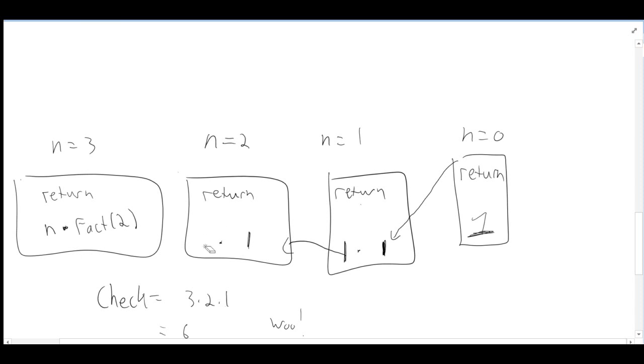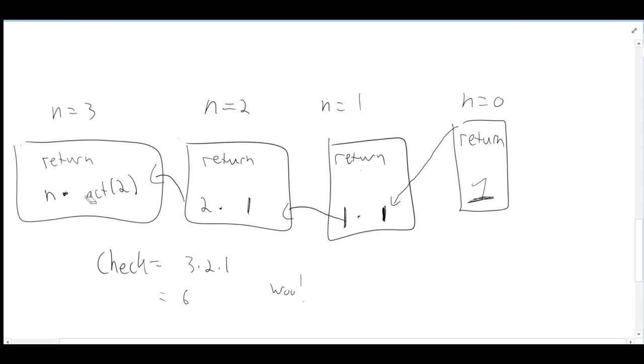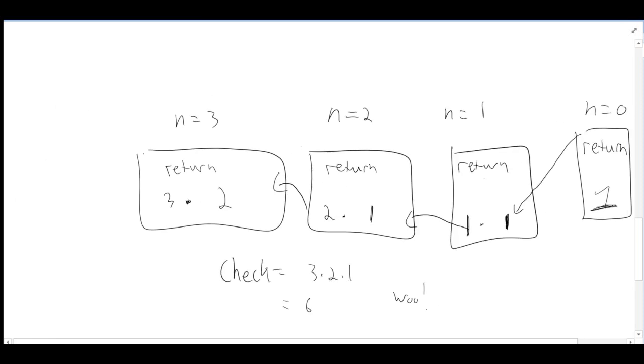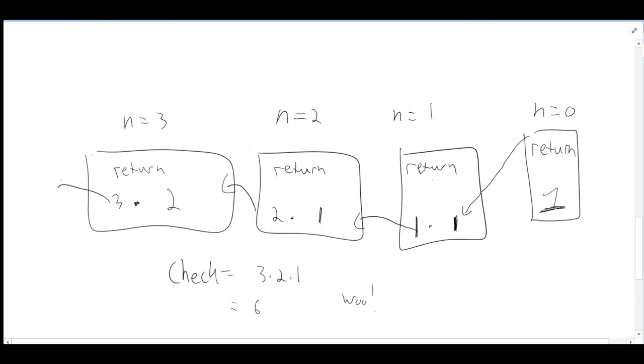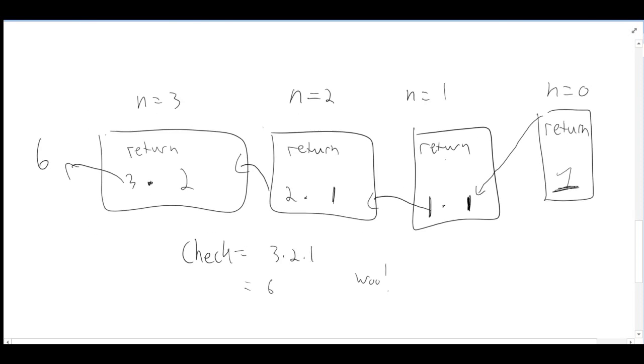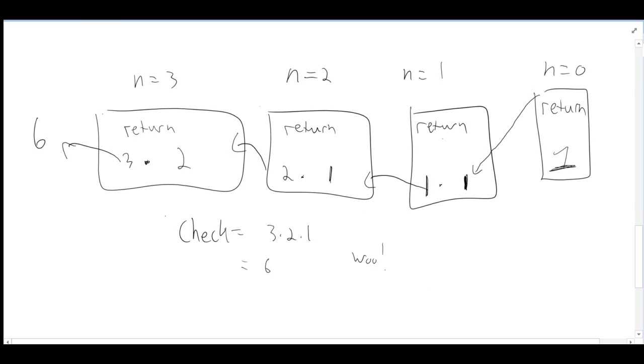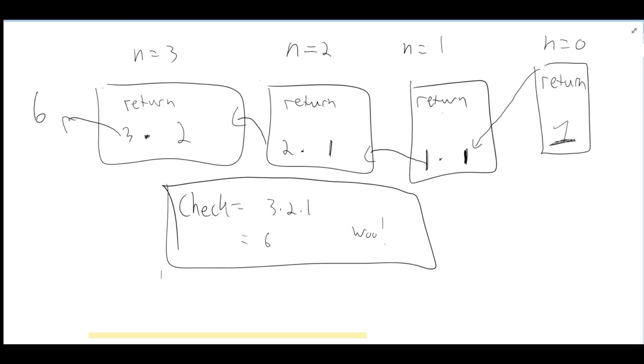And n is 2 in this case, and you have 2 times 1, which is 2, and that gets returned here. And n is 3 in this case, and 3 times 2 is 6, so your return is 6. Let's do a quick check, which I did beforehand: 3 times 2 times 1 is 6. Bang, bang, boom, and you're done.